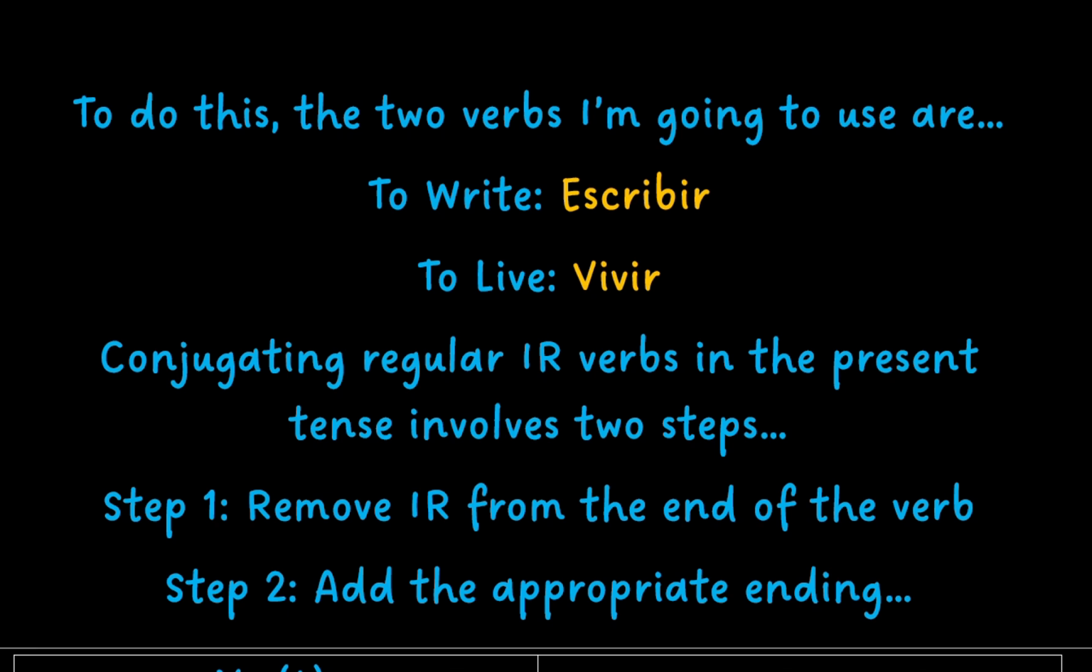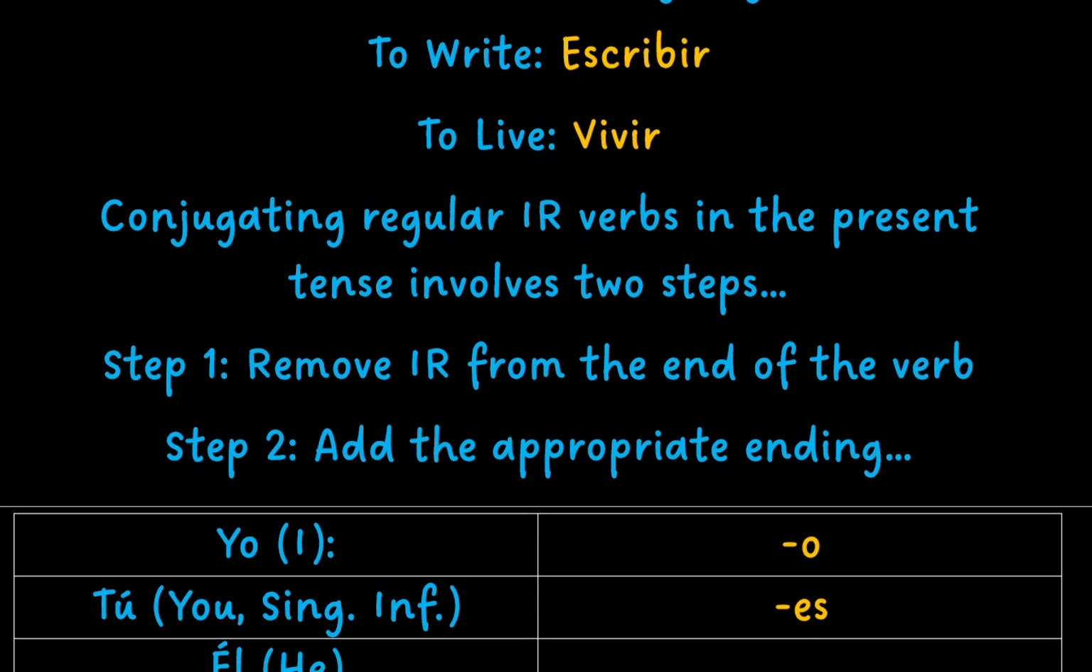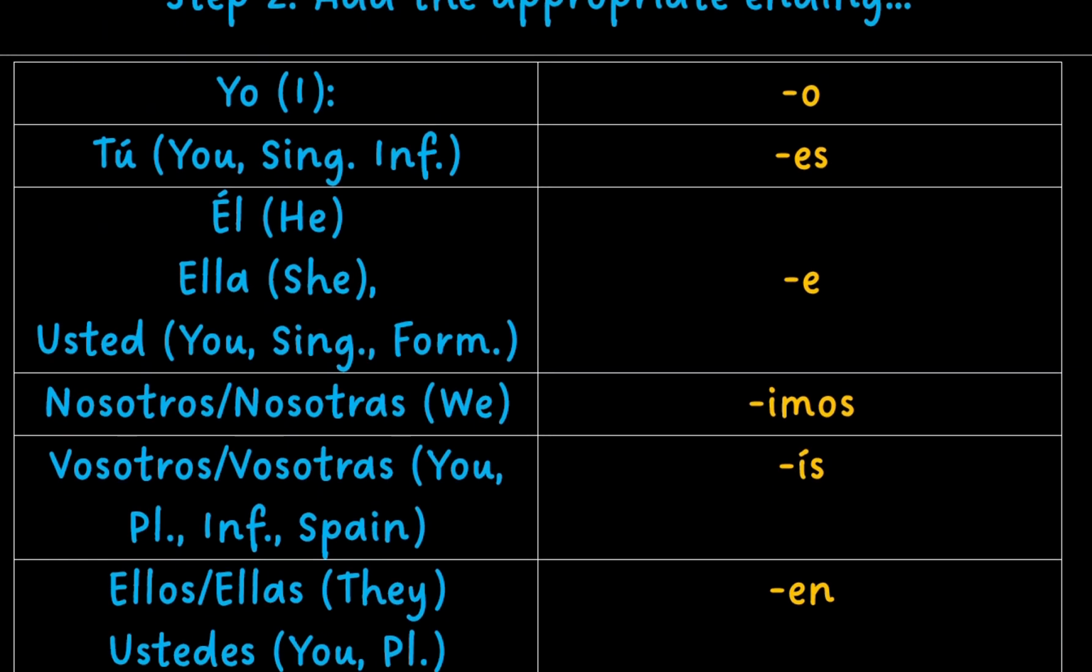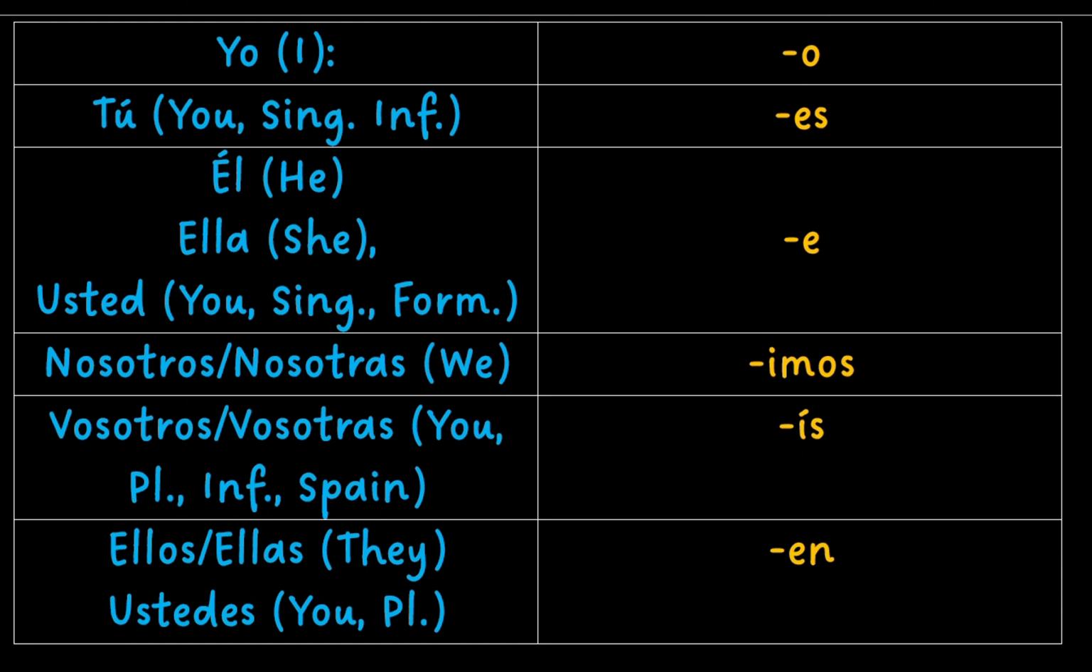To do this, the two verbs I'm going to use are to write, which is escribir, and to live, which is vivir. Conjugating regular IR verbs in the present tense involves two steps. First, we remove IR from the end of the verb, and second, we add the appropriate ending, as shown in the chart below. The sentences that follow will offer specific examples for how this is done.